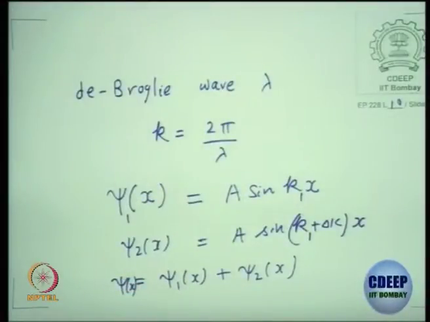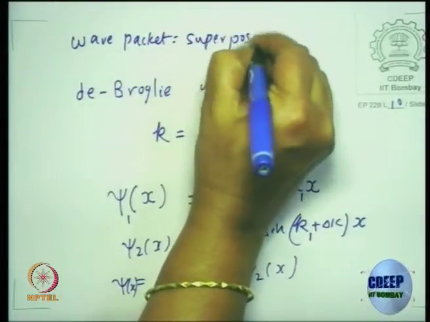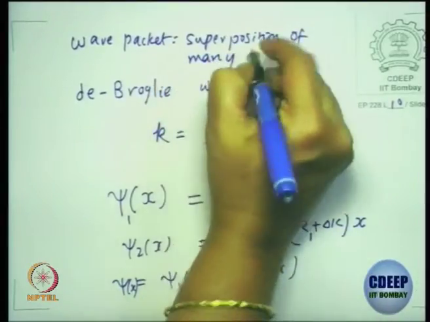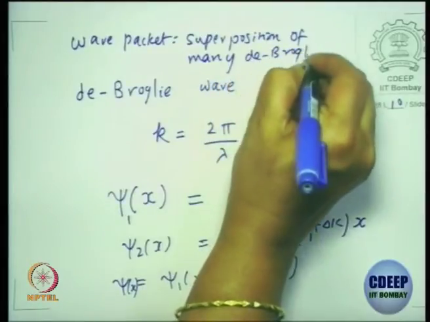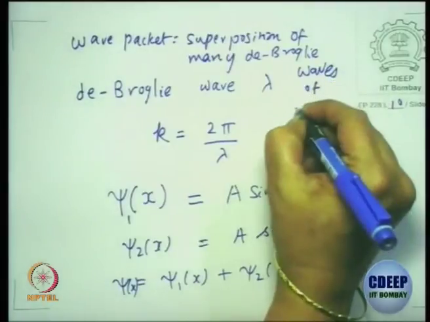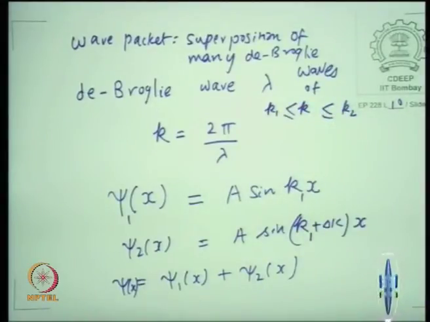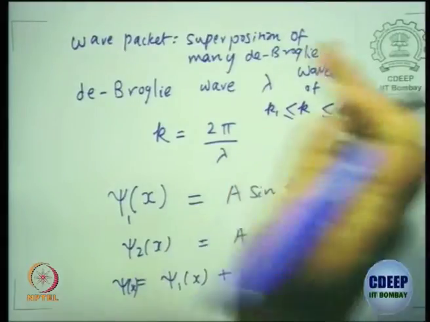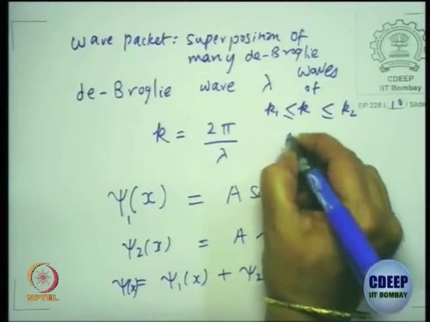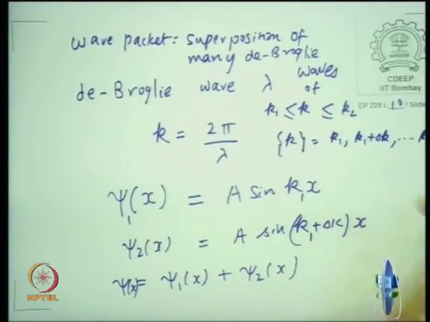But if I have many of them, so let us take k1 plus 2 delta k, k1 plus 3 delta k and so on. What are you supposed to get? A wave packet, right? A wave packet is a superposition of many de Broglie waves. Let us take k lying between k1 to k2 in steps of delta k. So, the list of k's you can have is k1, k1 plus delta k, and so on, till k2. So, that is a wave packet.